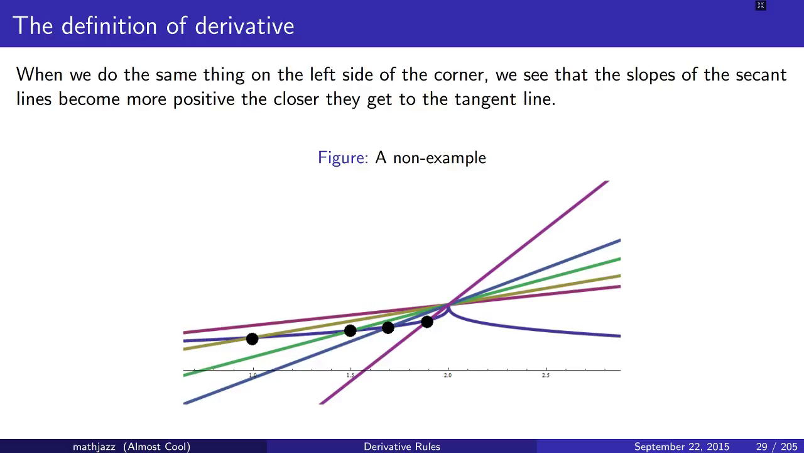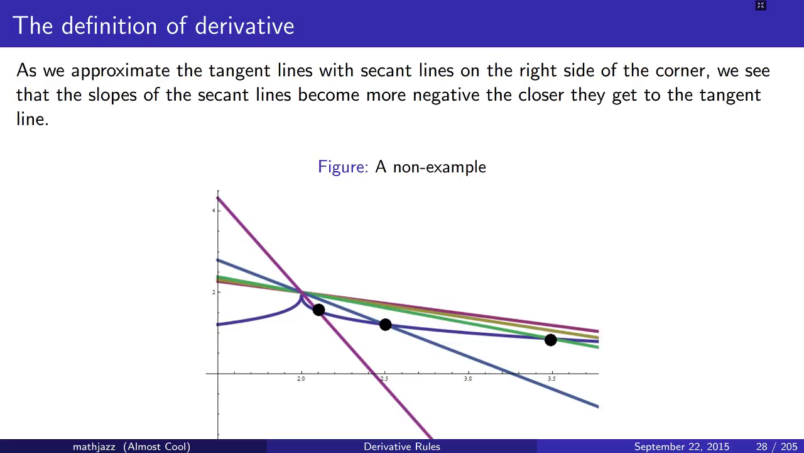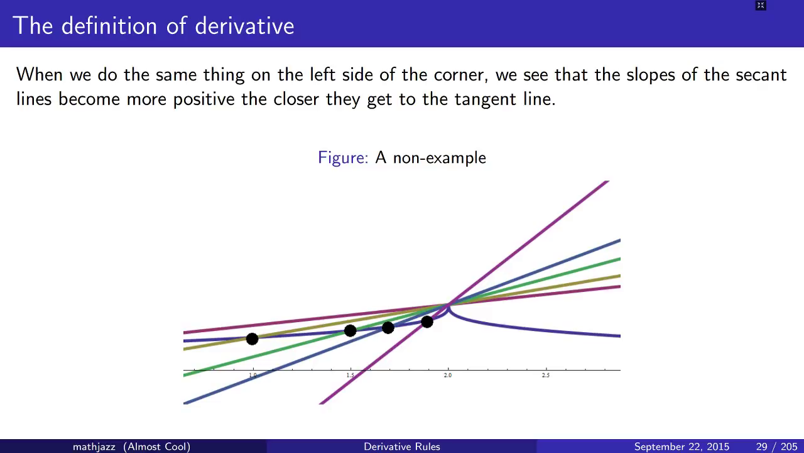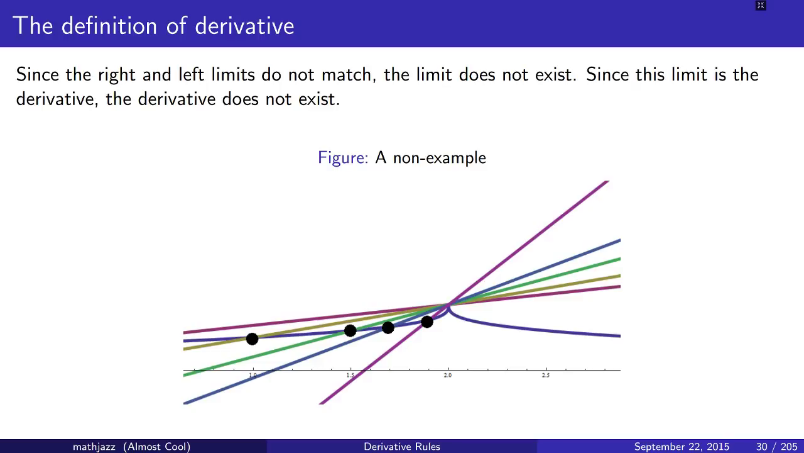as we're approximating on the left-hand side with these secant lines, we notice that the secant lines are getting more and more positive slope as h is coming closer to 0. So from the right-hand side, we have a negative slope getting more and more negative, and on the other side of the function, we have a slope that's positive and getting more and more positive. And so this limit can't exist. And because this limit doesn't exist, the derivative doesn't exist. Again, there are other examples, but this was a fairly easy one to draw.